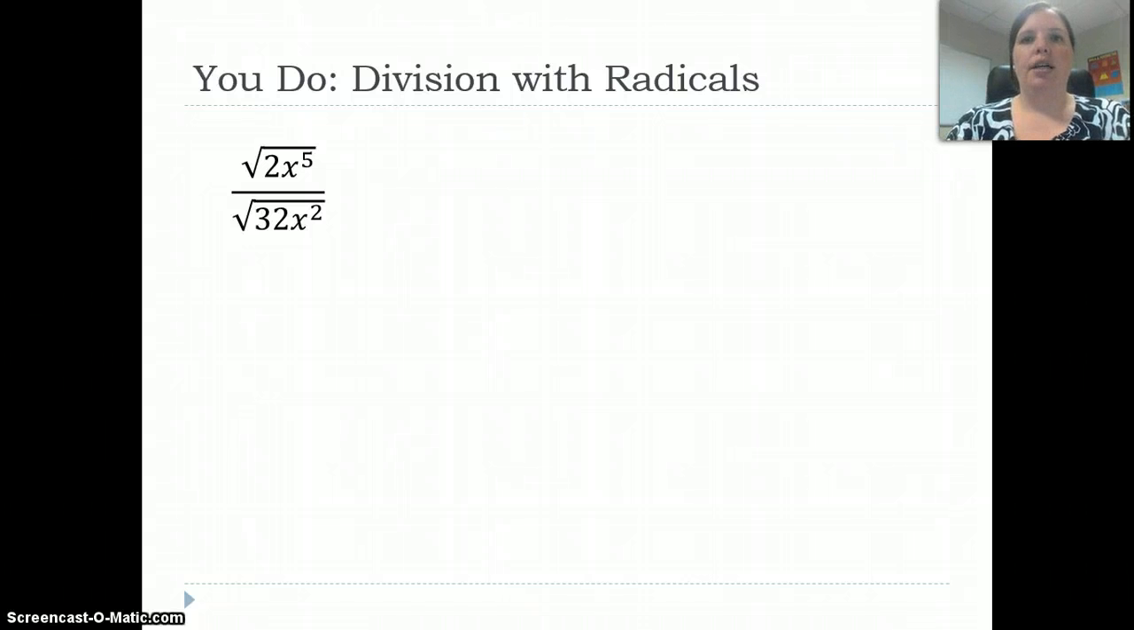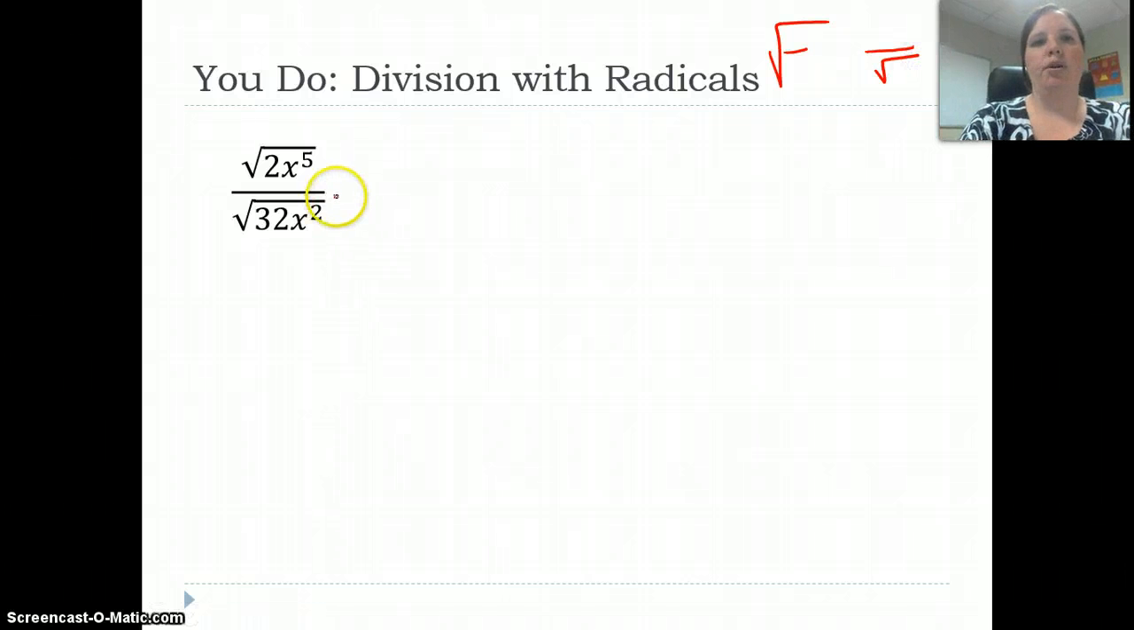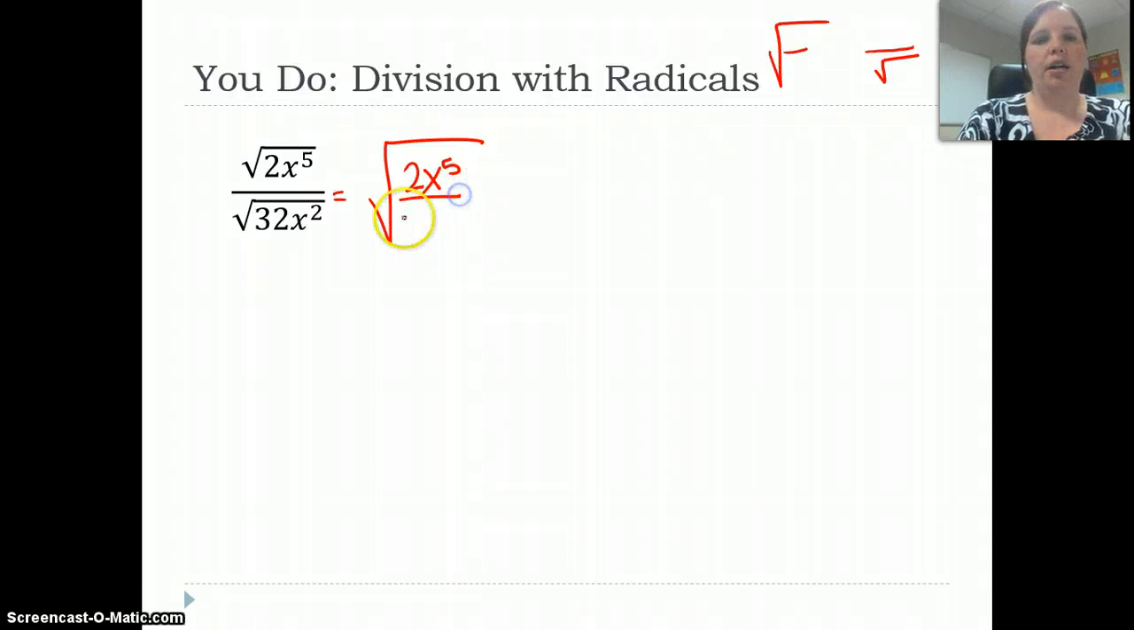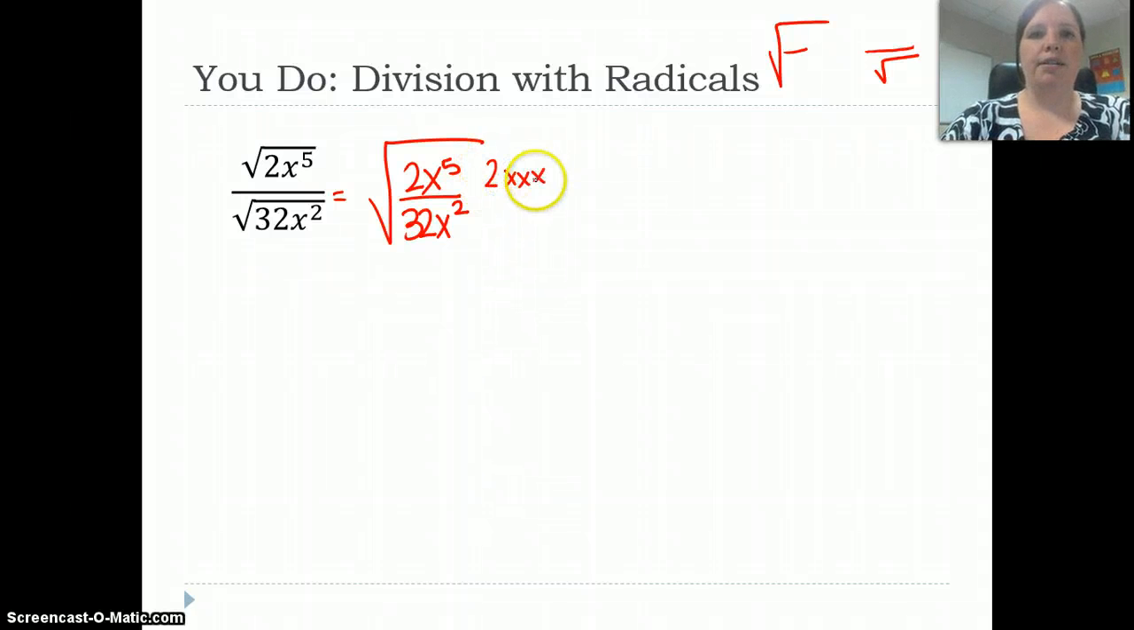So we have two rules involving division about when we're simplified. Number one, we can't have a fraction inside a radical, and the other one is we can't have a fraction that has a radical in the denominator. So if you make this into one big fraction underneath the radical first and then simplify, you're going to be in better shape. So we have 2 and we have 5 x's. We have 32 and we have 2 x's. 2 x's are going to cancel.